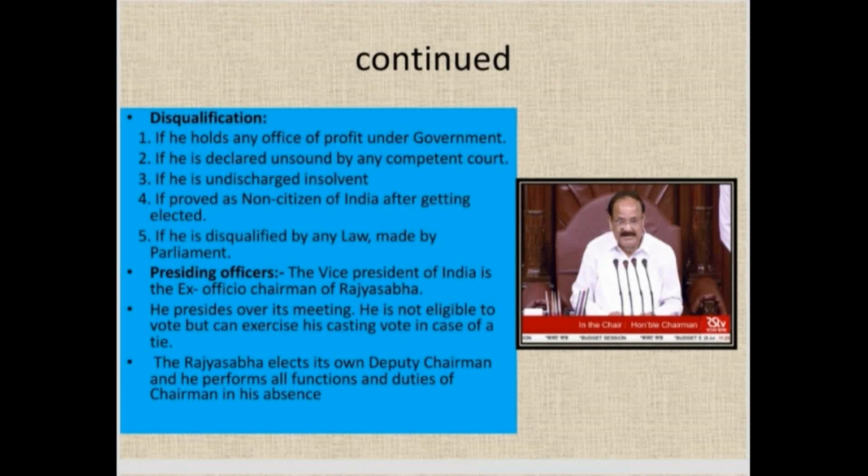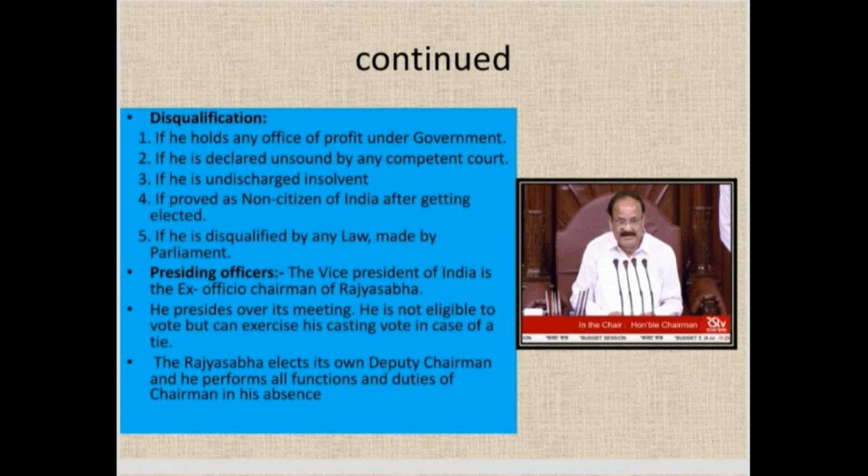Let us proceed towards the presiding officers. The presiding officer of Rajya Sabha is generally termed the chairman, and the Vice President of India acts as the ex officio chairman of Rajya Sabha. The word ex officio here refers to by his authority or status. The Vice President of India acts as the chairman of Rajya Sabha, and he presides over all the meetings of Rajya Sabha.